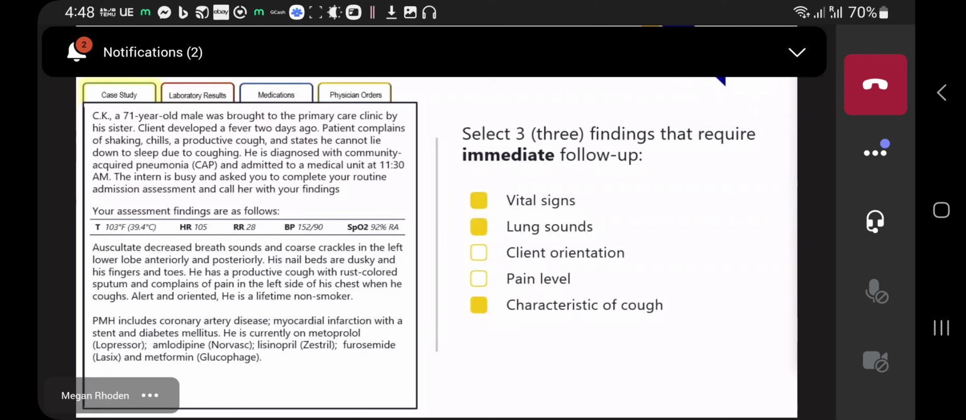Now, client orientation will be appropriate to assess if the condition worsens, but it's not the highest priority now, as it does state that the client is alert. And well, it would be number 4 here, but pain level. Pain level is not a priority here.